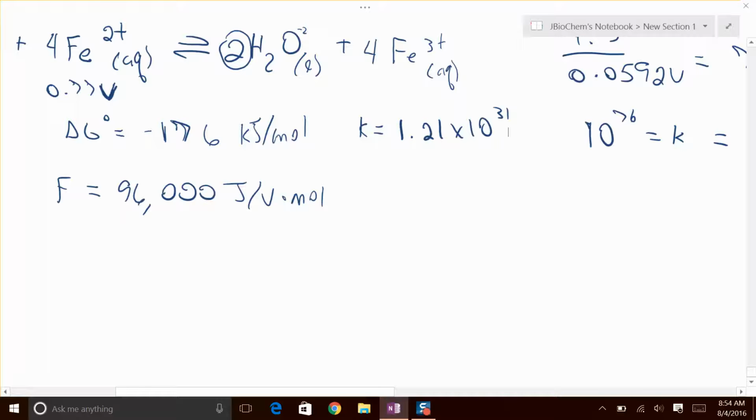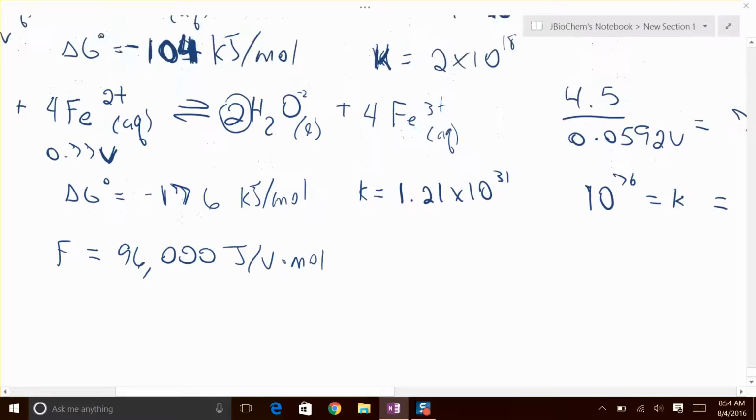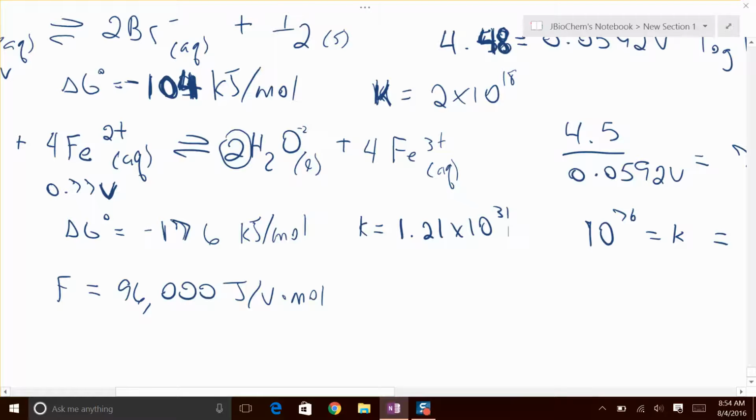K is 1.21 times 10 to the 31st. Is that what you're getting? What was K for B? 2 times 10 to the 18th. Don't worry, I got it. 1.48 times 10 to the negative 62. What was that for the second one? For B 2, 1.75 times 10 to the 18th. Yeah, it's like 1.75. You can round the last thing, because you're not doing any more calculations.